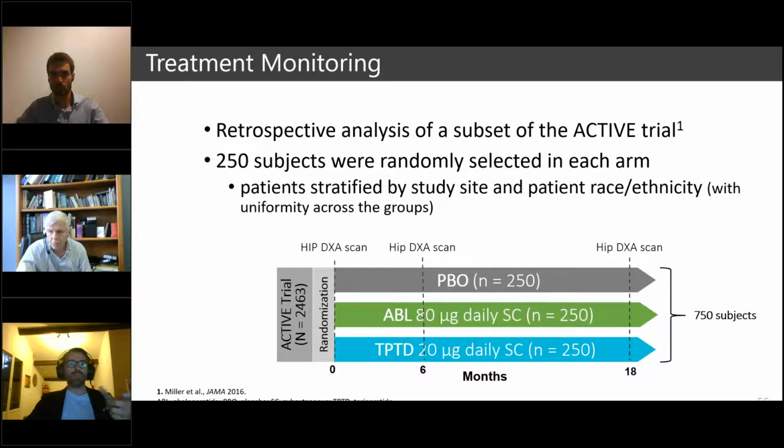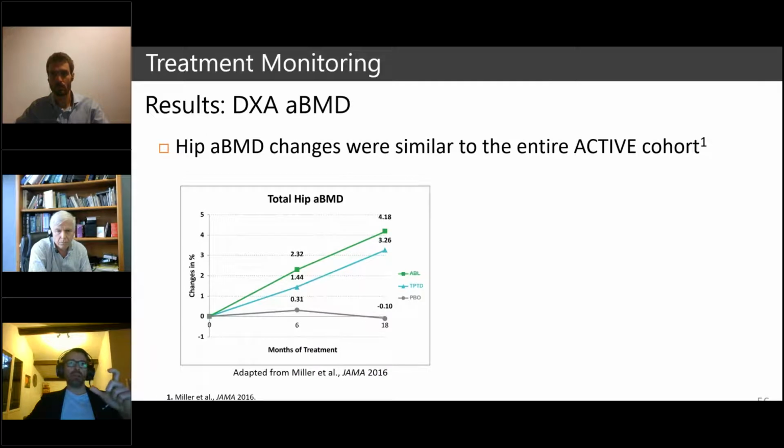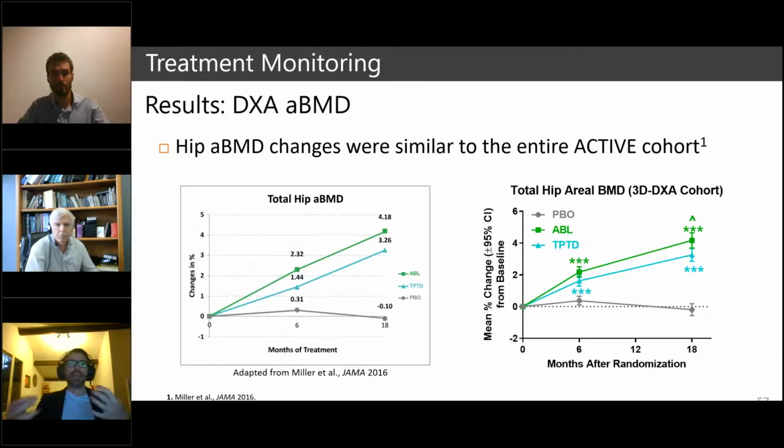We have included 250 subjects per arm, and this inclusion was random, considering study site and patient ethnicity, and we analyzed hip DEXA acquisitions at baseline, month 6 and month 18. In the phase 3 ACTIVE trial, it has been shown that there was a significant increase in areal BMD at the hip in postmenopausal women, significantly higher than the one observed on teriparatide at both month 6 and 18. As you can see, in our subset the results obtained are quite similar in terms of behavior and amplitudes to the ones observed for the entire cohort.